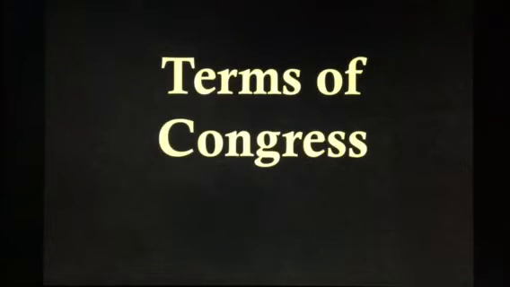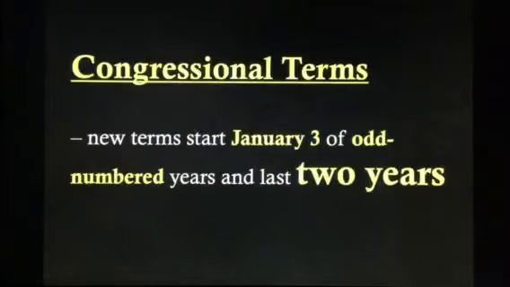Terms of Congress. A term of Congress lasts 2 years. It starts on January 3rd of odd numbered years. So this is 2017 when this video was made. So a new term of Congress started January 3rd of this year. It will last 2 years. A new Congress will be sworn in January 3rd of 2019.